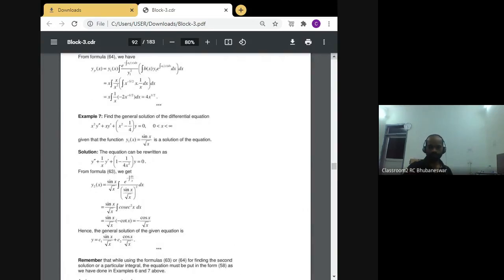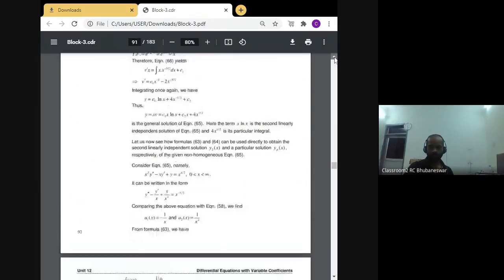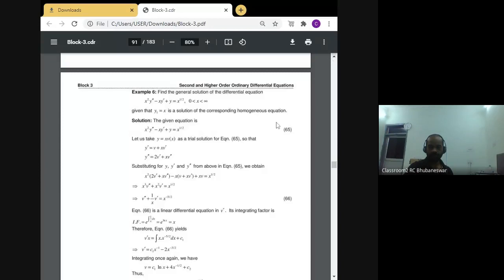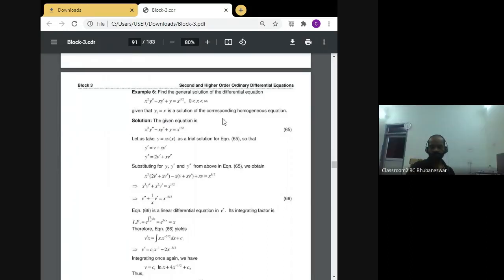So here look at example number 7. For now, let us move to another example. Look at example number 6. Here this is a differential equation of order 2, and it is already given that y1 equal to x is a solution of the corresponding homogeneous equation. That means one of its solutions is known to us.